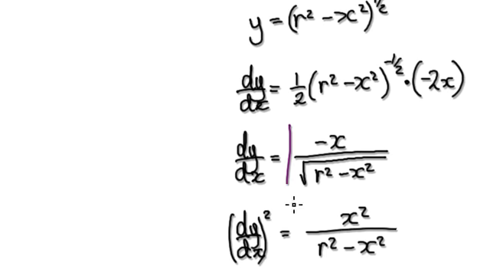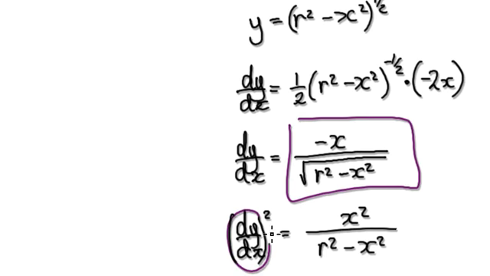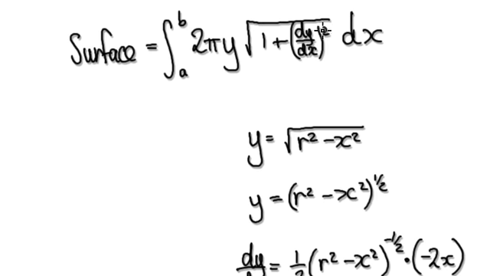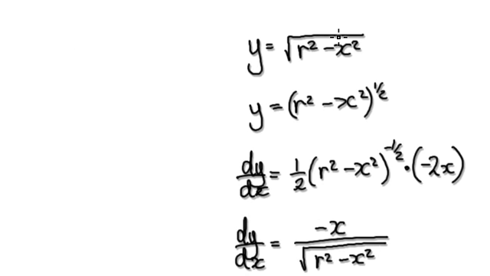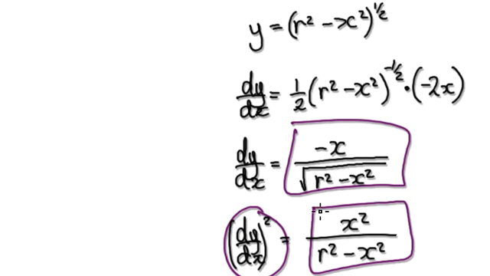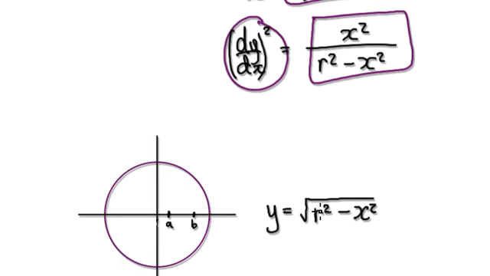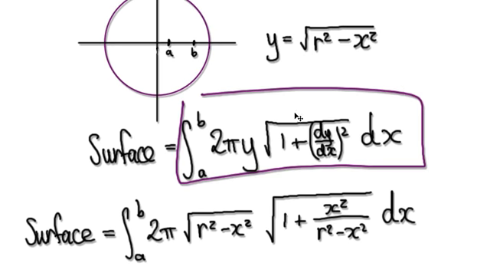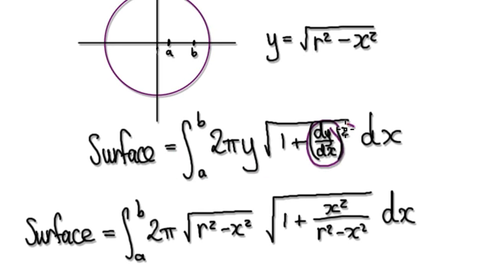So dy by dx equals this, but we need dy by dx squared, because the formula says work out dy by dx, and once you've got it, you've got to square it. So we've worked out our dy by dx, and now we need to square it. Squaring it will give you this. So the surface area is given by this.